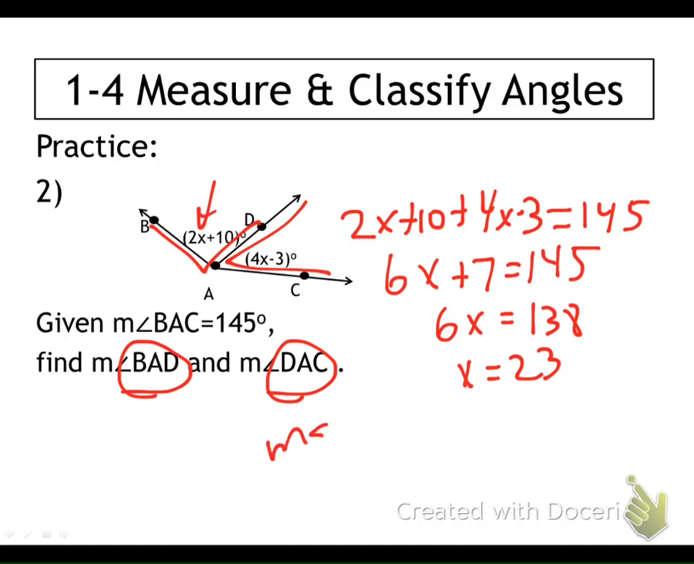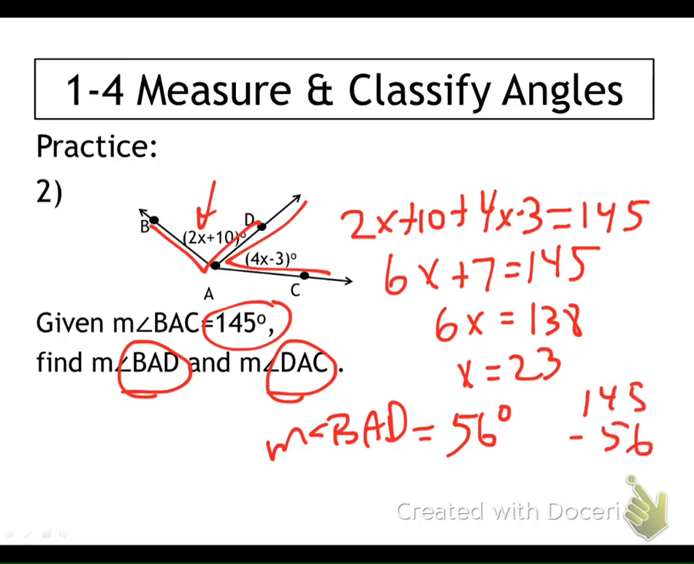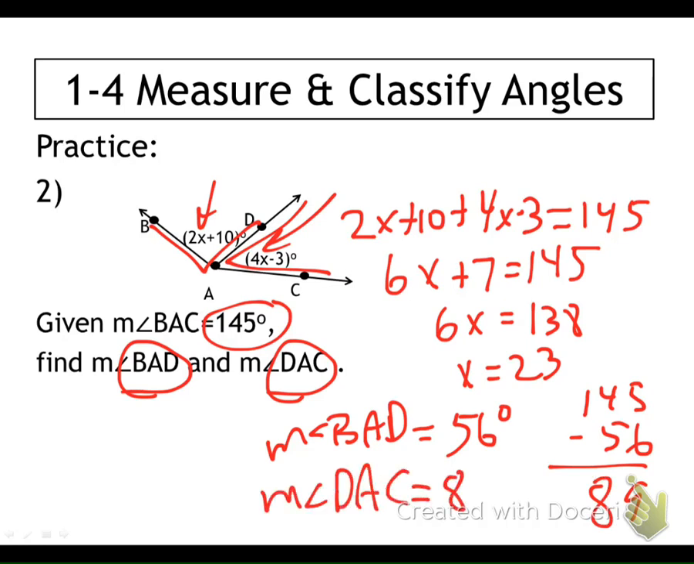So angle BAD equals 56 degrees. I can then subtract from 145, or I can substitute 23 right back here where that X is. Really doesn't matter, your choice. So that's going to be 89 degrees. So angle DAC equals 89 degrees. Alright? So that's that. We're going to move on in about 3, 2, and 1.